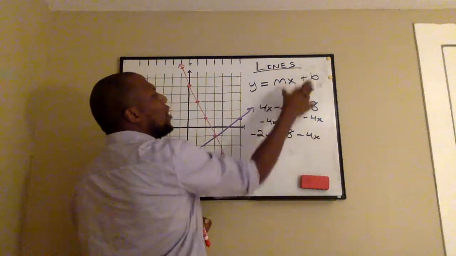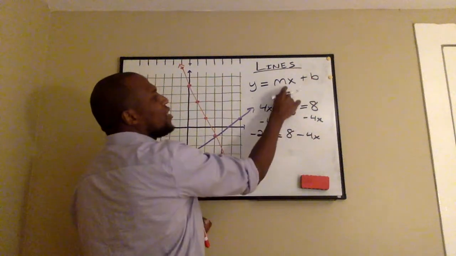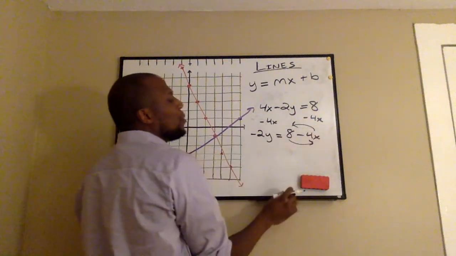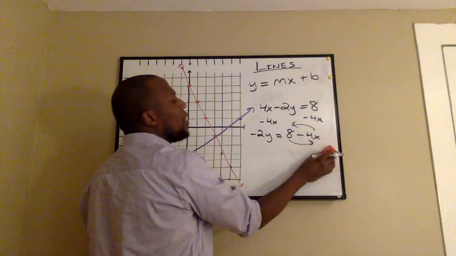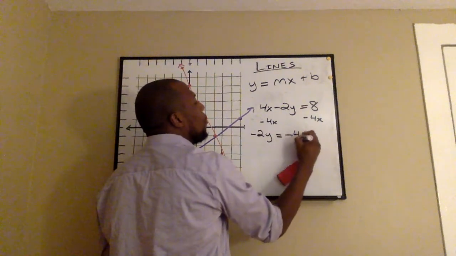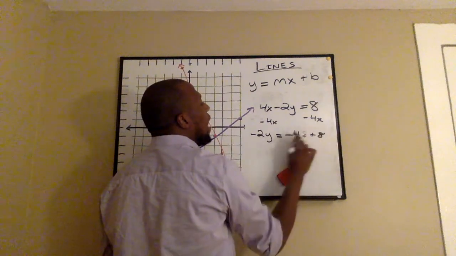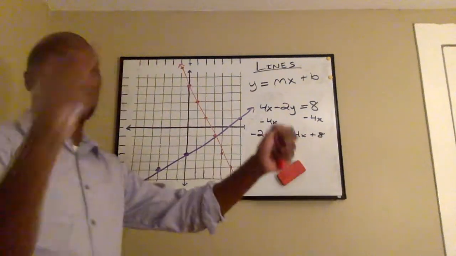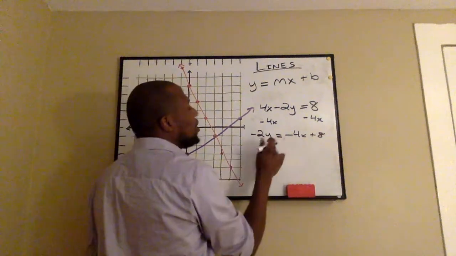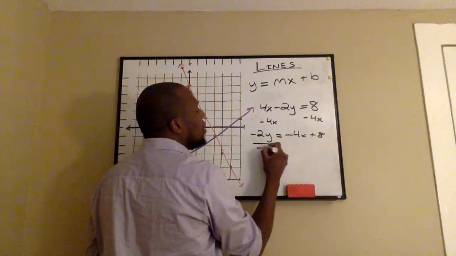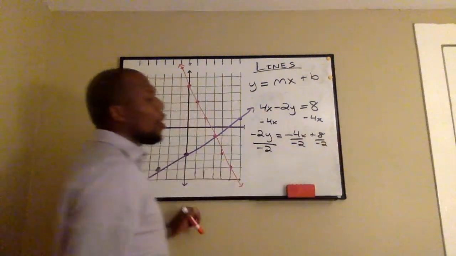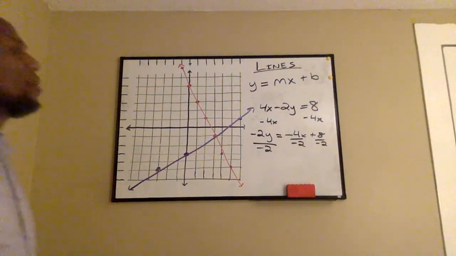If we look at these, the x term comes first, so I'm going to reorder these. I'm going to switch them around, and take this negative with the 4. So I'm going to rewrite this as negative 4x plus 8. I didn't change anything. I just changed the order in which we wrote them. Then I still want to get y by itself, so I'm going to divide by that negative 2. We need to divide every single term by negative 2 to keep the equation balanced.